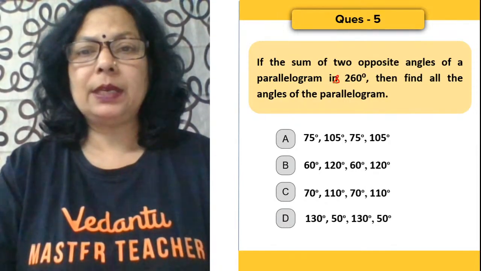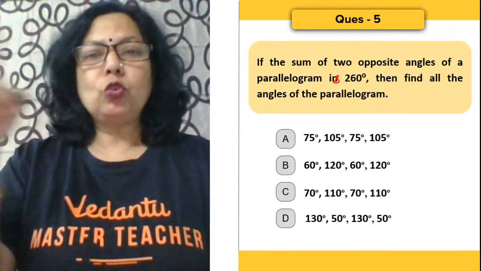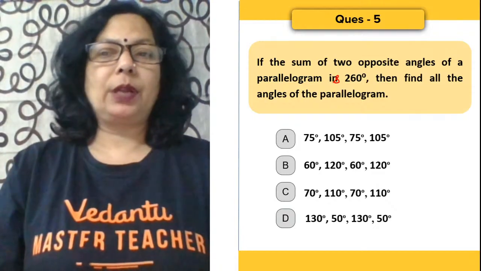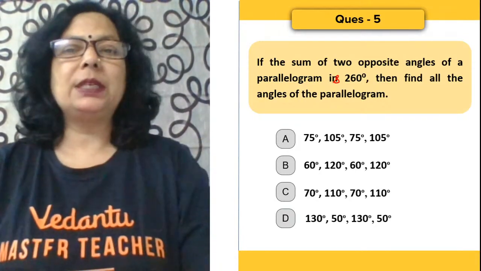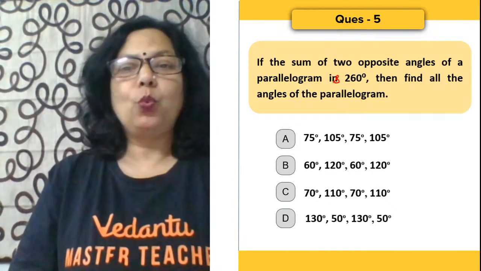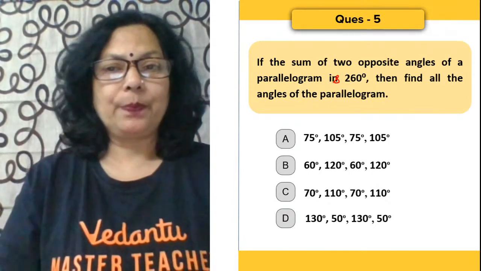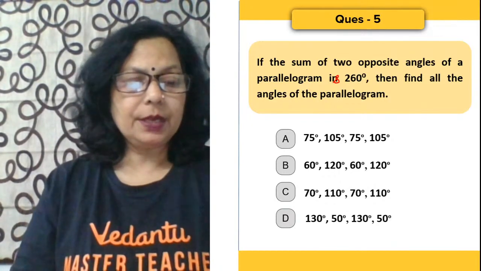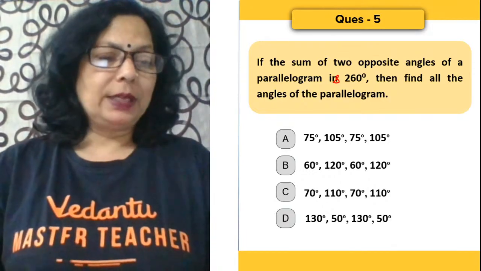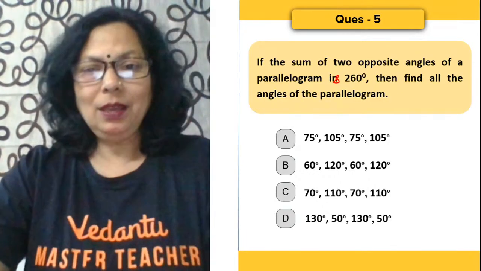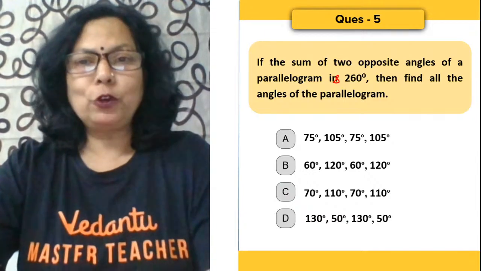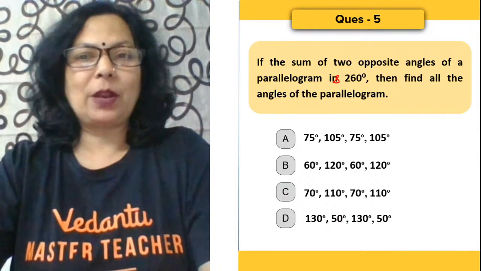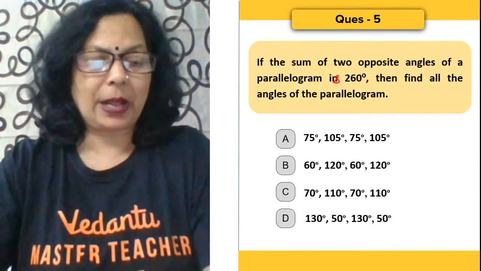Next comes: if the sum of two opposite angles of a parallelogram is 260 degrees, then find all the angles of the parallelogram. Yes, okay, Varda, so quick. If the sum of two opposite angles of the parallelogram is 260 degrees, find the angles of the parallelogram.